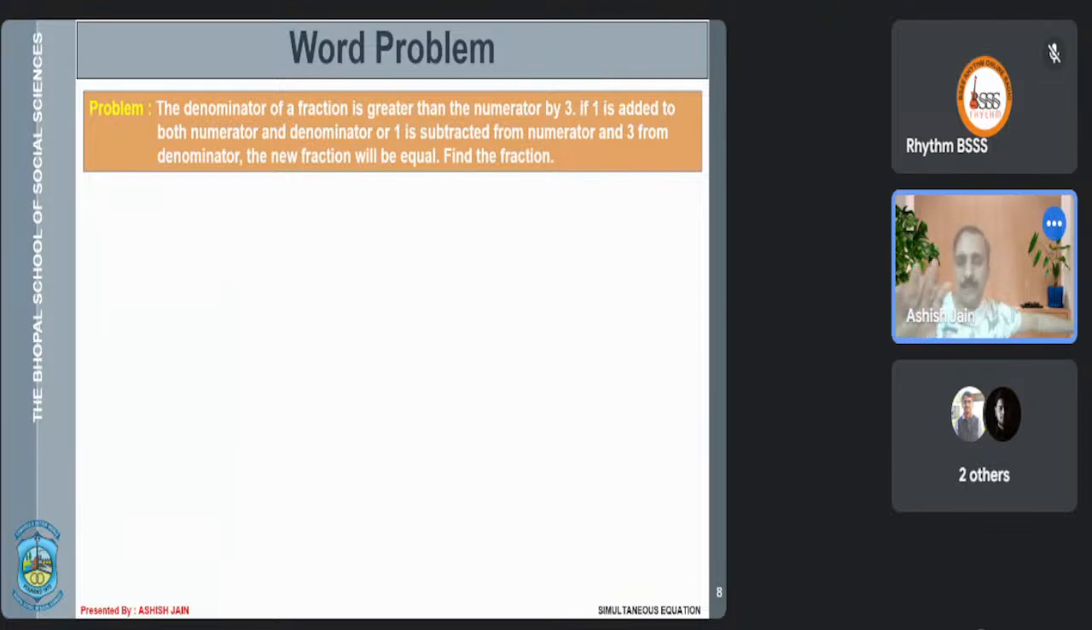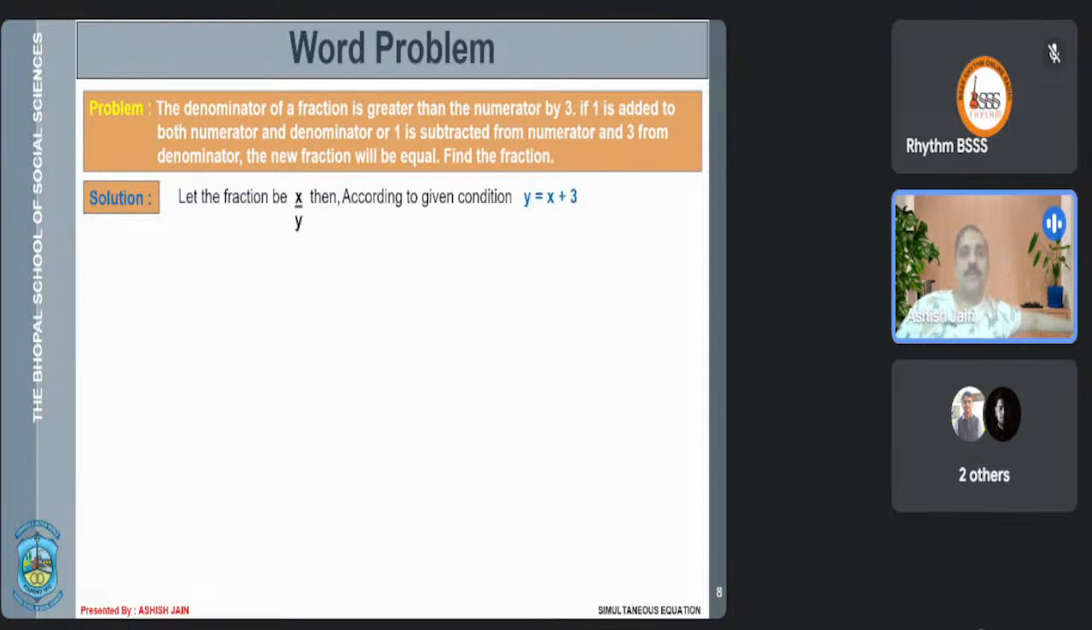The problem is a bit long, so read it carefully again. What do we have to find? We have to find the fraction. So let us suppose that our fraction is x upon y. Now the first condition: the denominator of a fraction is greater than the numerator by 3. That means if I subtract the numerator from the denominator, my answer is 3. y minus x is 3, so y is equal to x plus 3. Clear? Mark it as equation number 1.